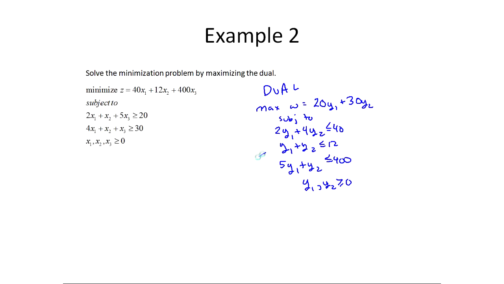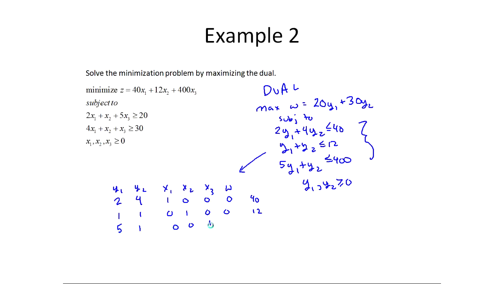And so what we want to do now is actually set up our simplex tableau. And so we're going to have columns for Y1, Y2, but now notice we have 3 constraints, right? So this means we need 3 slack variables, but we'll call those X's. That'll be X1, X2, and X3. And then we have our column for W. And so my first constraint will give me a 2, 4, 1, 0, 0, 0, 40. My second constraint will give me a 1, 1, 0, 1, 0, 0, 12. And my third constraint will give me 5, 1, 0, 0, 1, 0, 400.